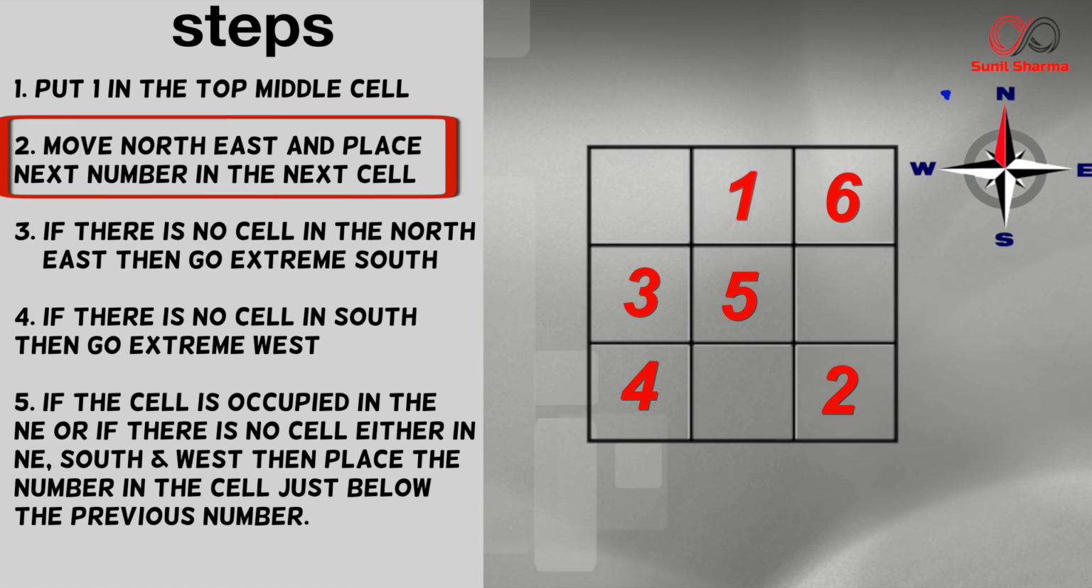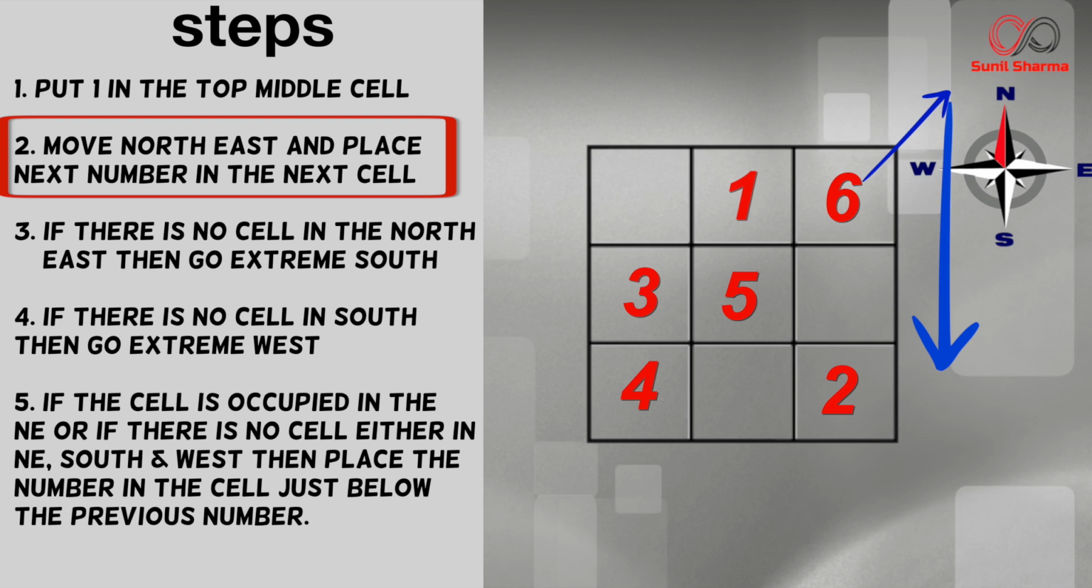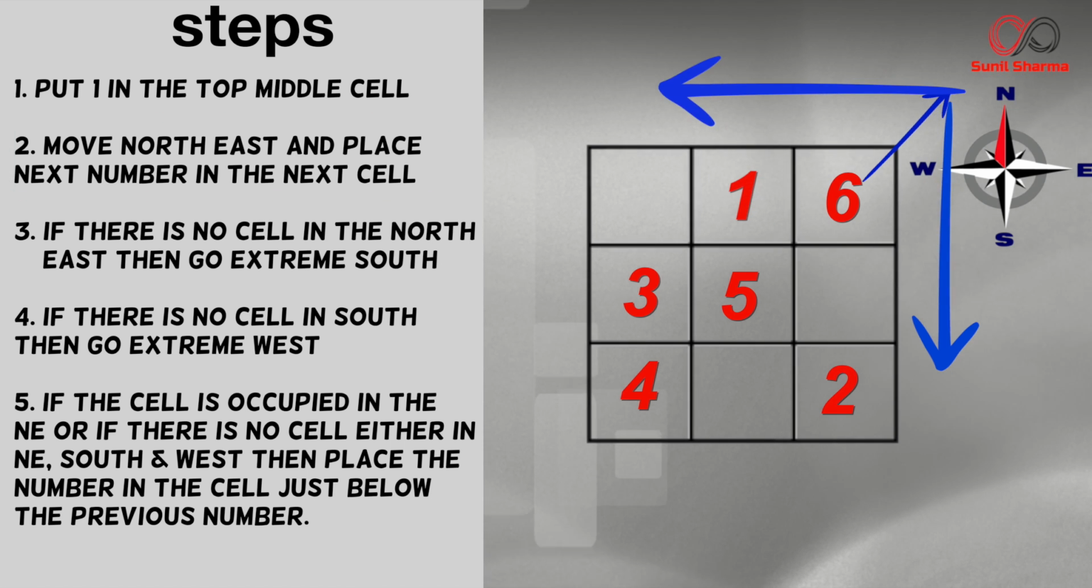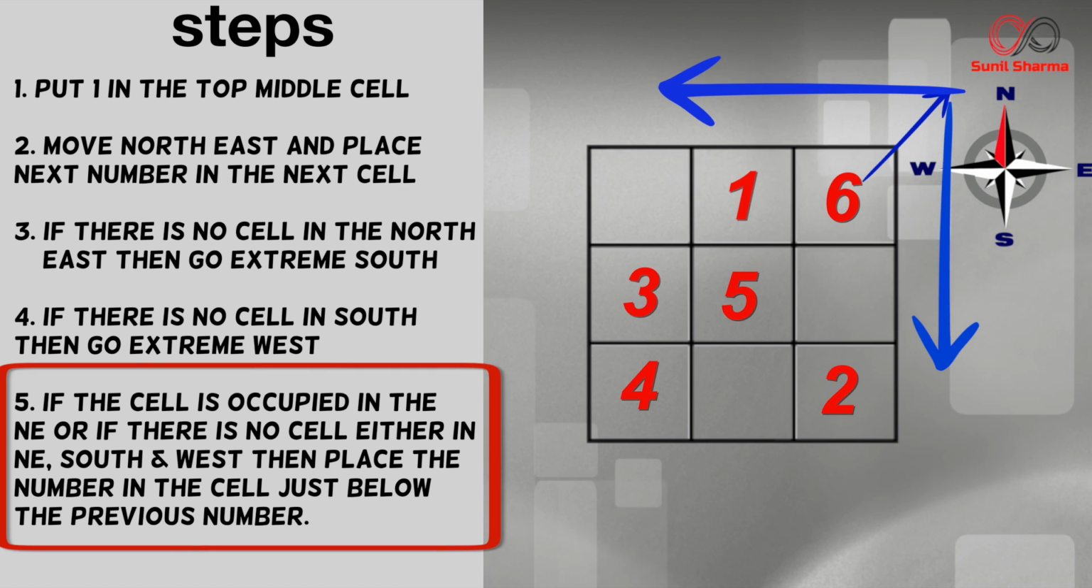Again, if you move in the northeast direction, you will find no cell. So as per rule number 3, we need to move extreme south. But again, if you see, in south there is no cell. So as per rule number 4, we need to move extreme west. But if you observe, again there is no cell. So whenever this happens, that there is no cell in extreme south or extreme west, then as per rule number 5, we need to place the next number just below it.